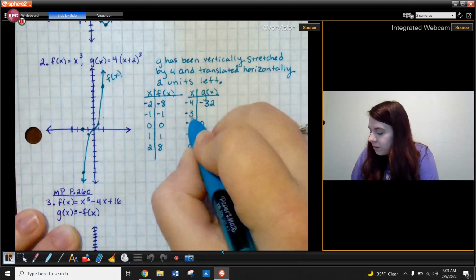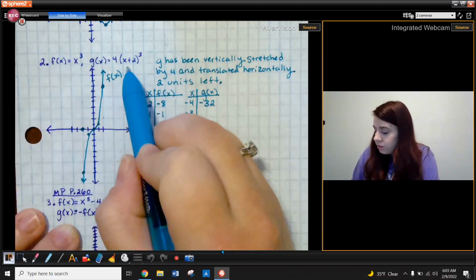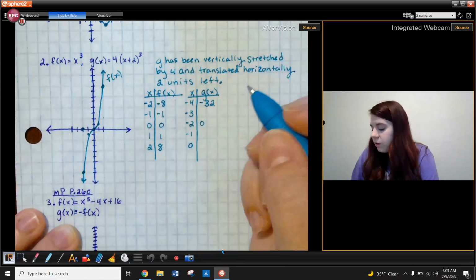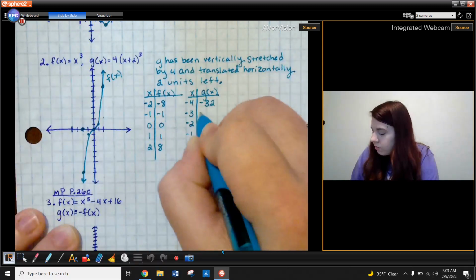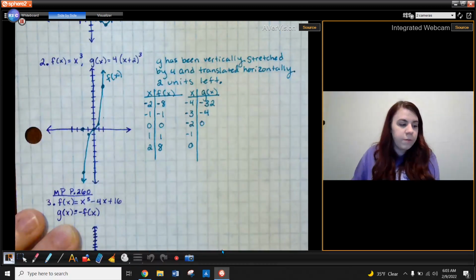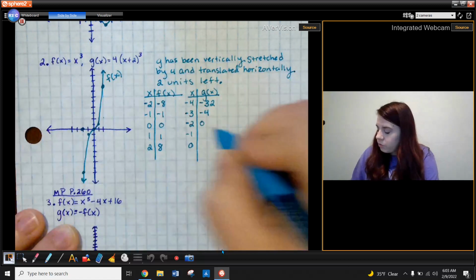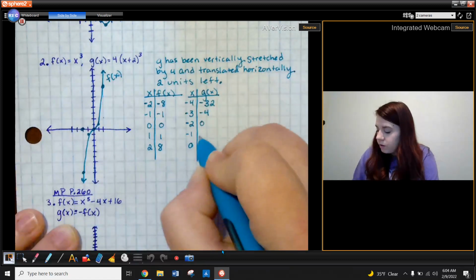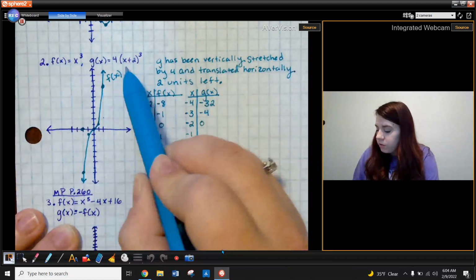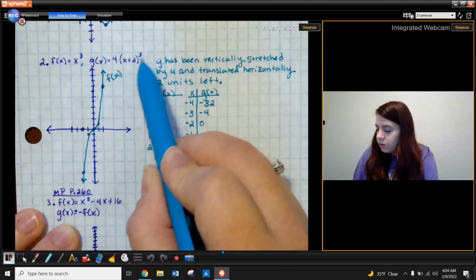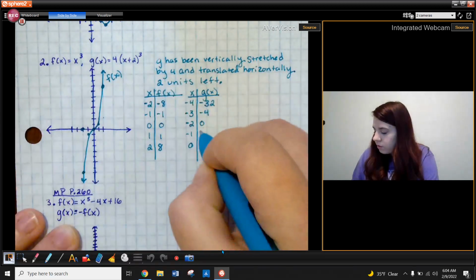All right, if I plugged in a -3, -3 plus 2 is -1. -1 cubed is -1. -1 times 4 is a -4. Okay. If I plug in the next one, I should have got 0. If I plug in a -1, -1 plus 2 is 1. 1 cubed is 1 times 4 is 4. And this thing should bounce back.